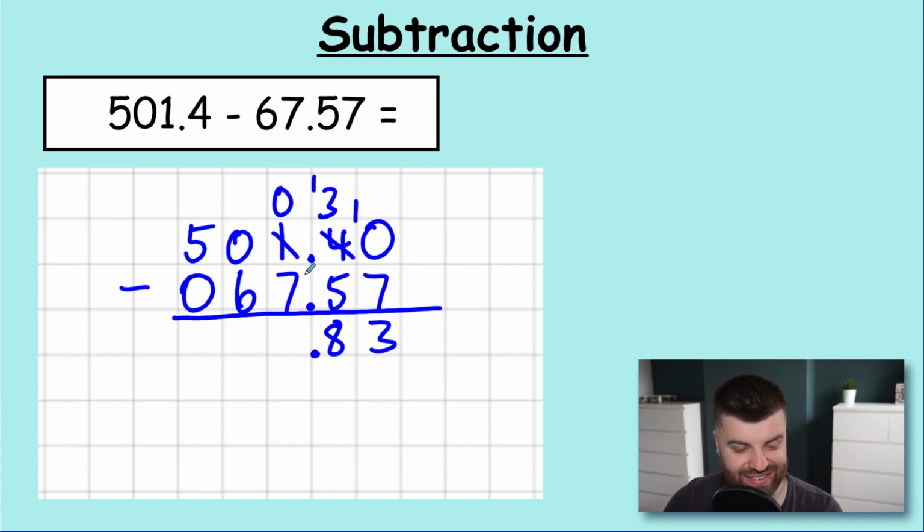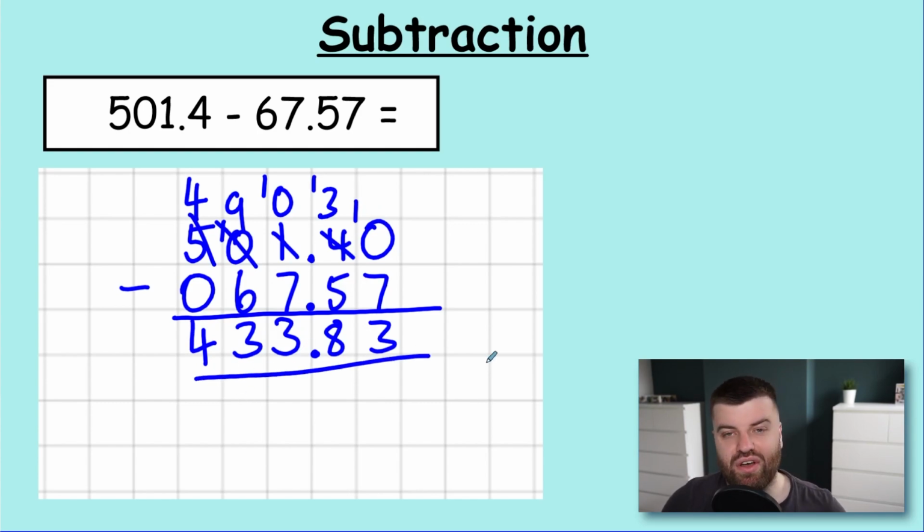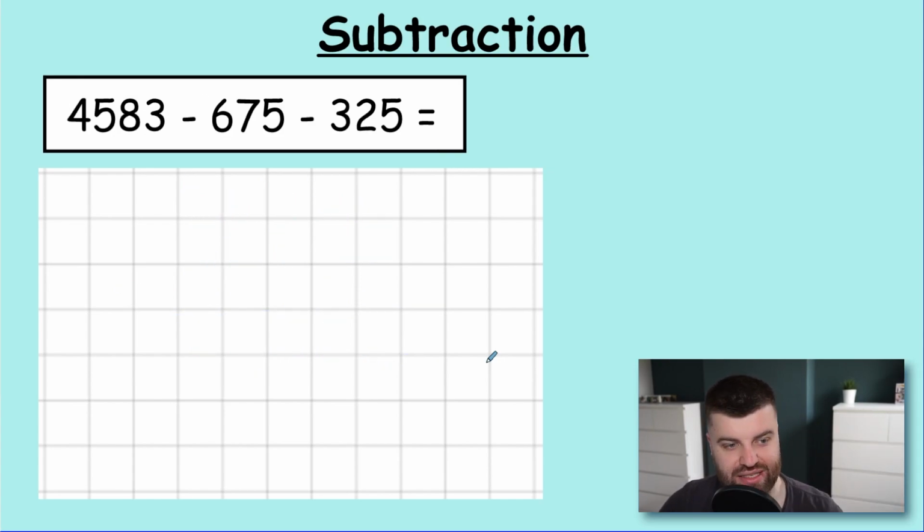Put the decimal in. 0 take 7 we can't do. We've got no tens. We have to go to the hundreds here. So we have to be confident with exchanging. Sometimes there are shortcuts. Sometimes we've just got to do it. Now we can exchange from the tens, and we get 10 ones here. 10 take away 7 is 3. 9 take away 6 is 3. 4 on its own, take away nothing, is just 4. The answer to this question, 433.83. You have to be so confident with this method, this technique, and you have to be good at lining up your numbers. Really good practice here.